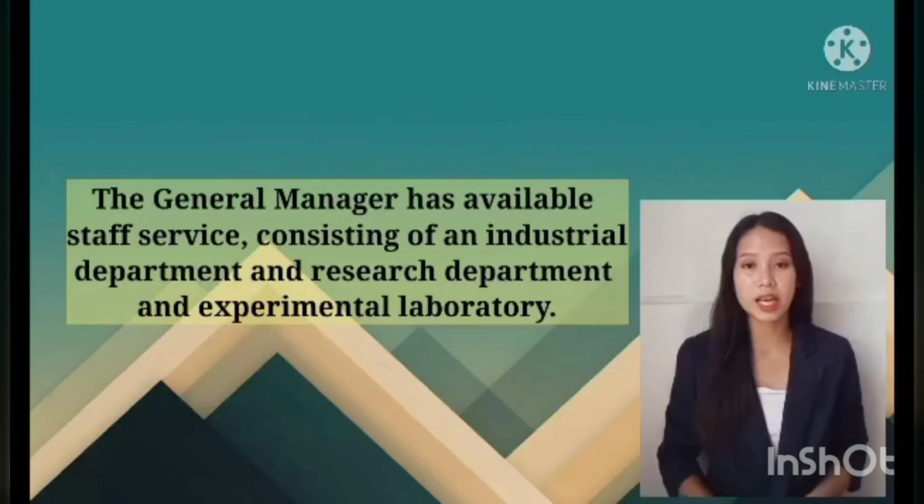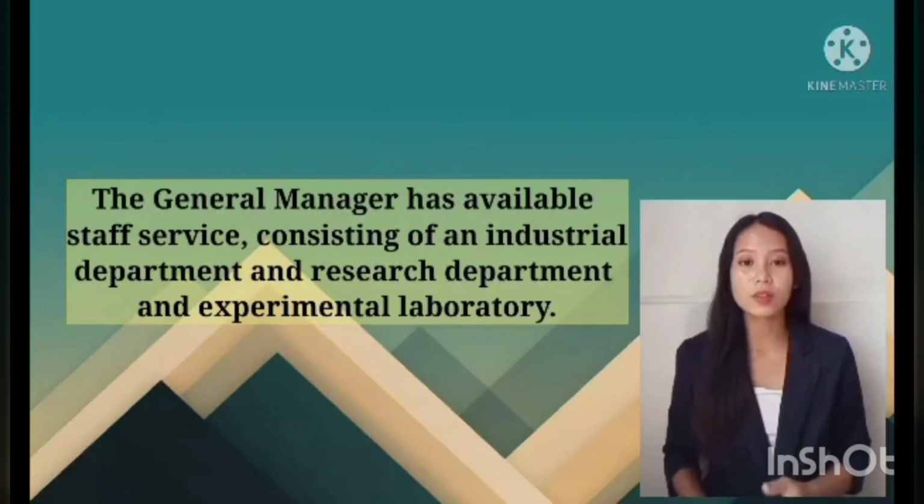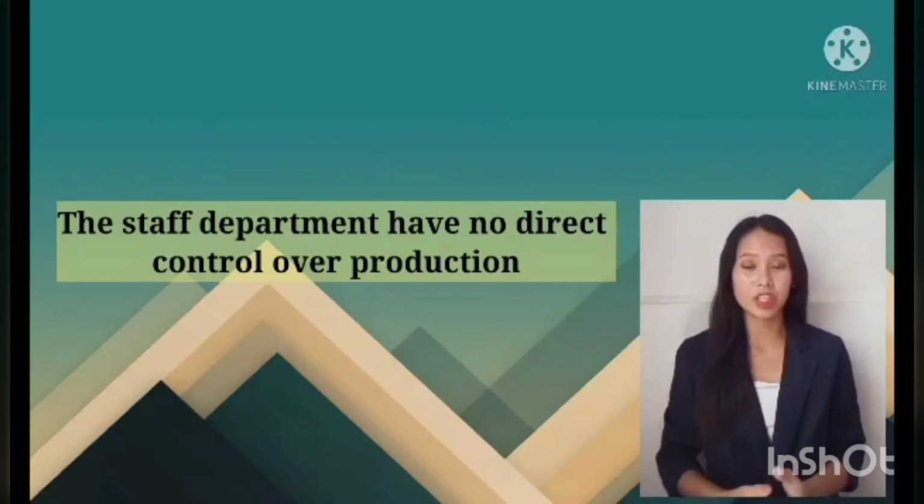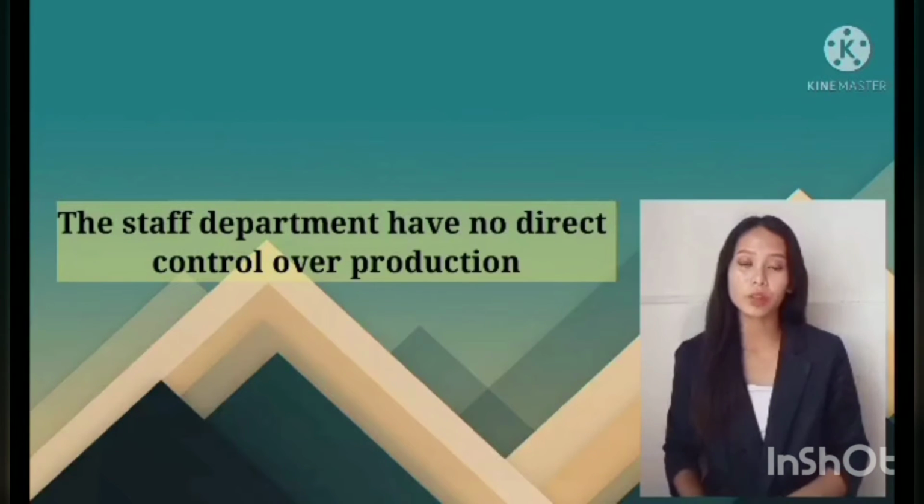The general manager has available staff service, consisting of an industrial department, a research department, and an experimental laboratory. The staff departments have no direct control over production, nor do they exercise any executive authority. The only line authority they have is over the few subordinates in their own department.